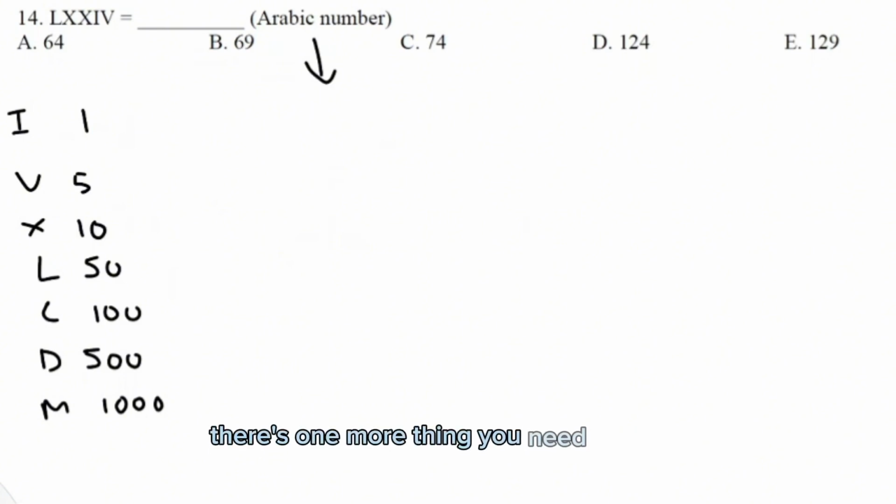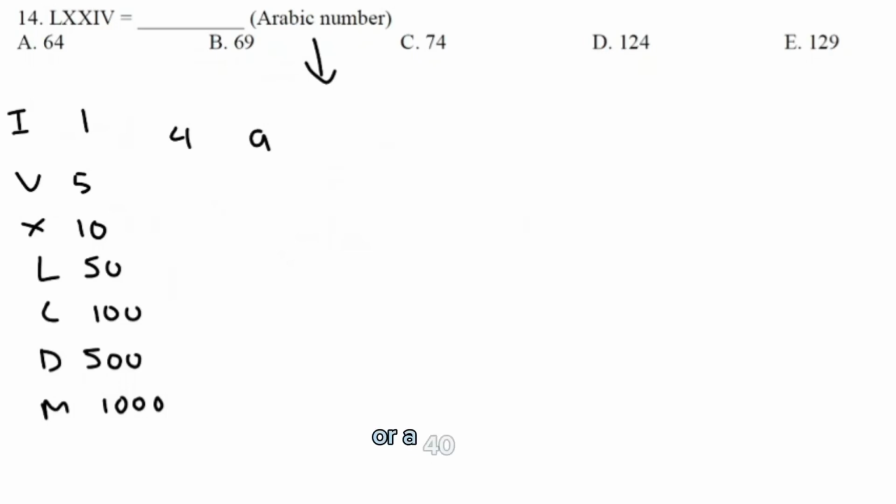There's one more thing you need to know for Roman numerals. When you have a 4 or a 9 or a 40 or 90, or any sort of number that's 4 or 9, you have to do something special. Instead of writing 4 as 1, 2, 3, 4, and instead of writing 9 as 5, 1, 2, 3, 4, you would write it as 1 before the next number. So for example, 4 would be IV.